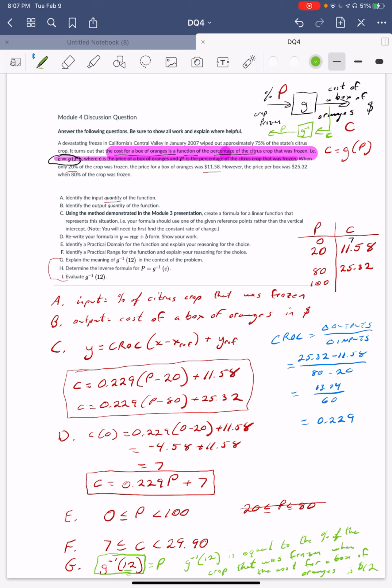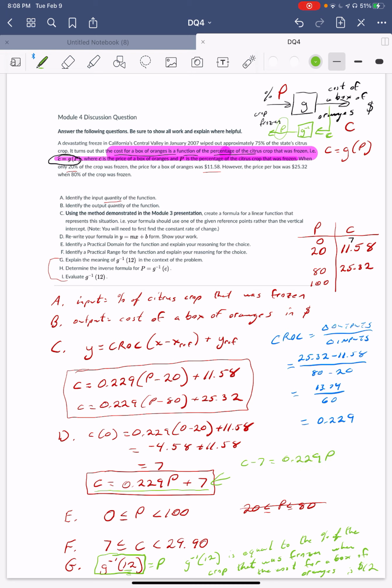All right, then we need to find the formula for that and then evaluate it. So I want to leave all this here on the screen, so I'm not going to go to a new page. I'm going to come up here and work up here. I'll stay in the green for now. So find the formula for P equals the inverse function of G at C. I'm going to work with this formula right here, and I'm going to find what P equals. P is my output, so I need to have a P equals. So the first thing I'm going to do is subtract 7. So C minus 7 equals 0.229P.